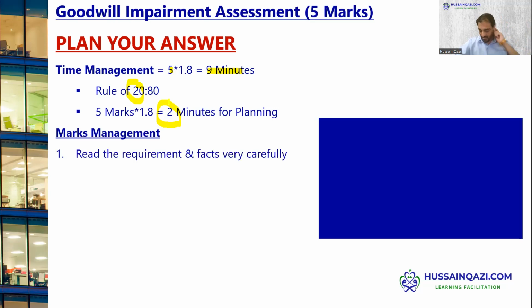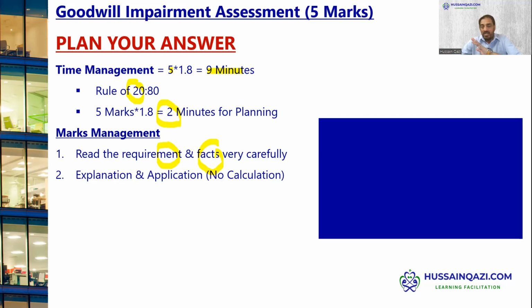Number 2, marks. Ask yourself, have you read the requirement carefully, and the facts as well? With this requirement, there is nothing much about facts, because there is no discussion about indications mentioned in the case. Here the examiner just uses the verb assess. How to assess the impairment of the subsidiary's goodwill. So read the requirement, it's not about calculation, the verb, and facts from the exhibit, but here the facts are not much available for this requirement. Number 2, you have identified explanation. Don't forget the application.